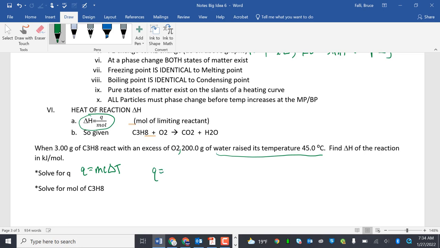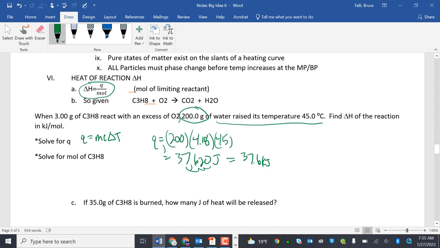So Q is going to equal the mass of the water, 200. Specific heat of the water has been given a couple of times. You're going to end up memorizing it whether you like it or not. That is the specific heat of water. And the change in temperature. So it was raised 45, not 245 or anything like that. So this is going to be my Q. 200 times 4.18 times 45 is a big number, 37,620. Okay. Find the delta H of the reaction, kilojoules per mole. So this is joules. So that's going to be 37.6 kilojoules. Just move the decimal 3 places over to make it kilojoules. And then we're going to solve for the moles of C3H8.